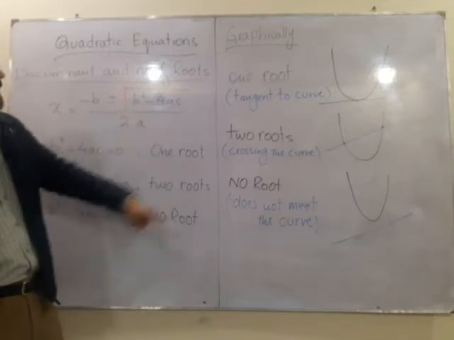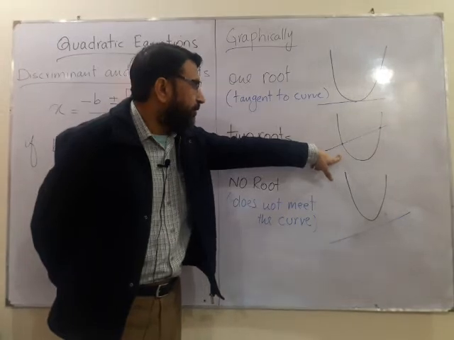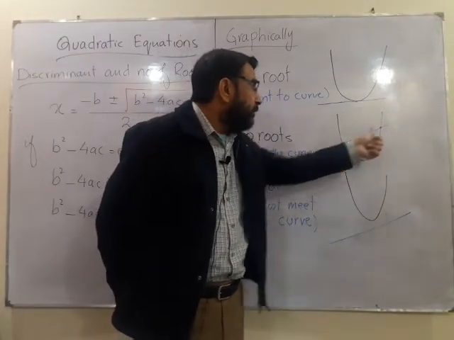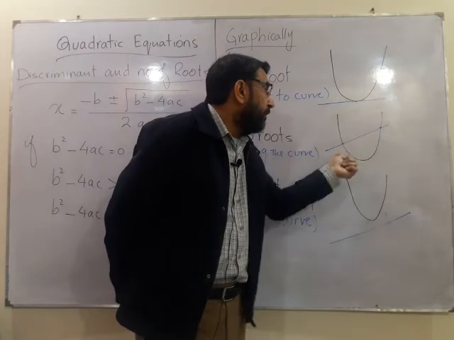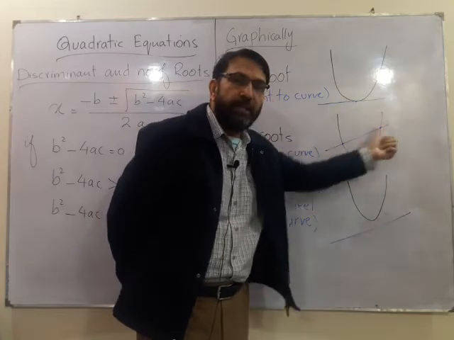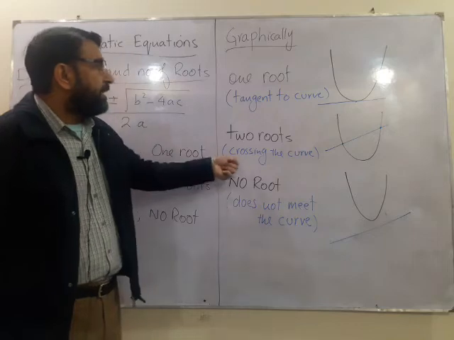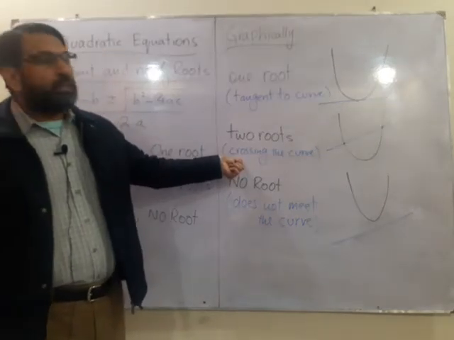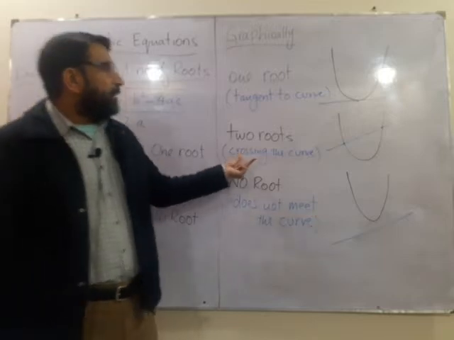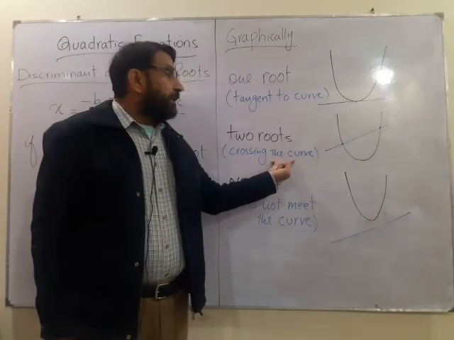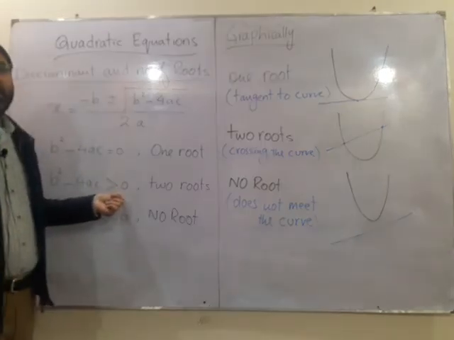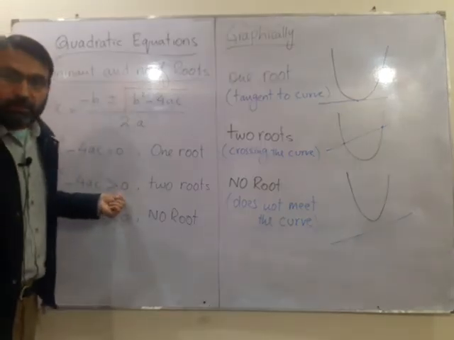And graphically, whenever a line crosses the curve at two different points, it means it has two different roots. So whenever in a question it is mentioned that the line crosses the curve at different points, it means b square minus 4ac is going to be greater than 0.